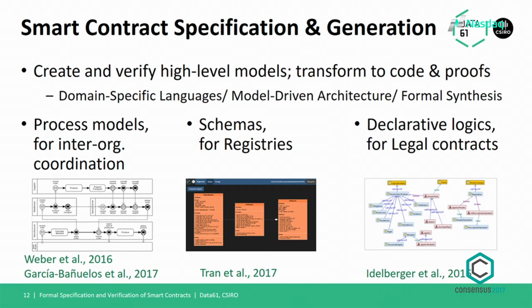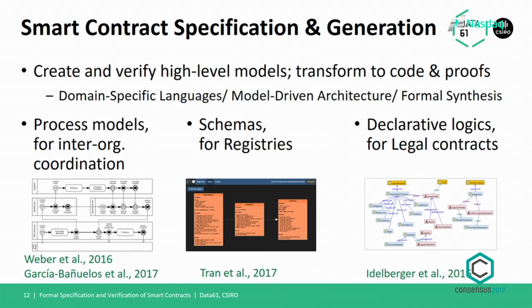So at Data61, for example, we're looking at a variety of different ways of trying to specify smart contracts at a higher level of abstraction, and to use those higher levels of abstraction either as specifications for what smart contracts should do, or for what people often call model-driven development, or domain-specific languages, or formal synthesis, to generate smart contracts from these more abstract descriptions.